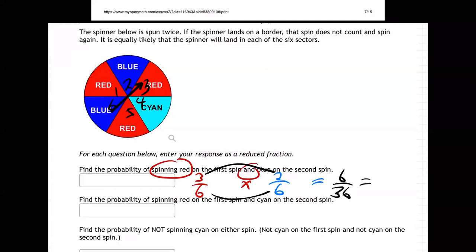So you can reduce the fraction. They say reduced fraction, so technically you should divide top and bottom by 6. You'll get 1/6. They'll take 1/6, or you could give them a decimal. I just tested it out. It takes a decimal answer also.